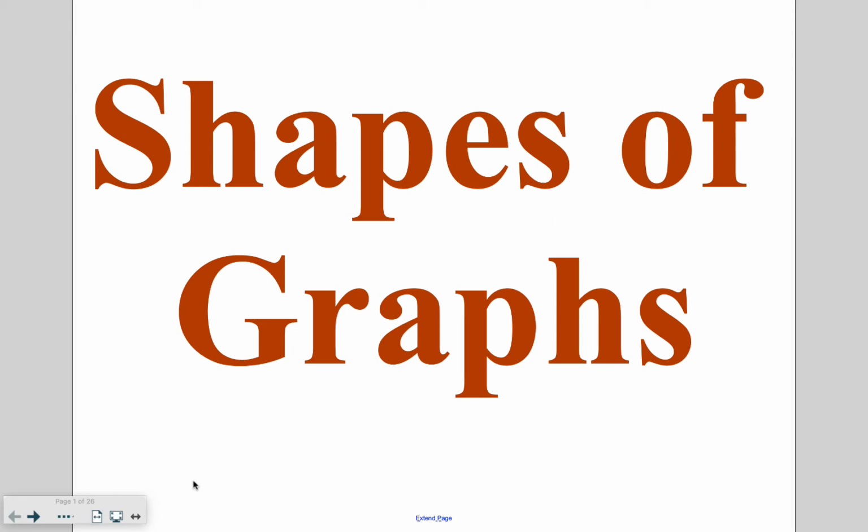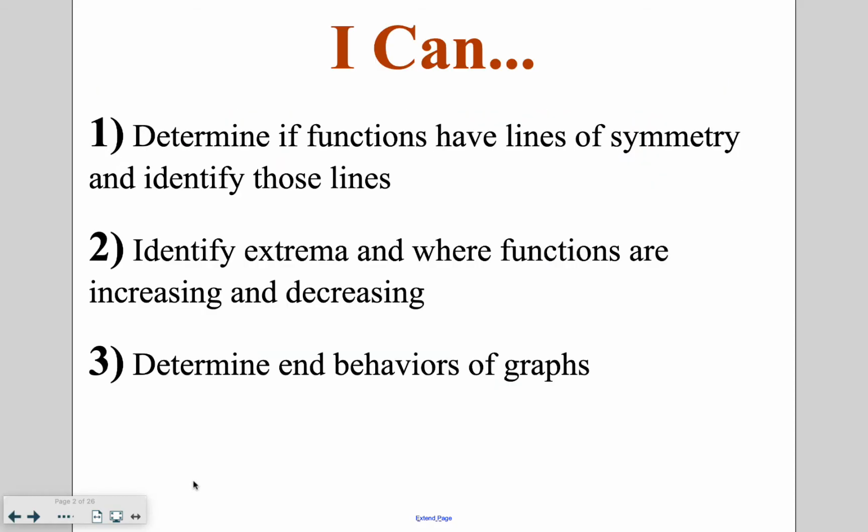Hello class, and welcome to today's algebra lesson, which is about the shapes of graphs. By the end of today's lesson, you will be able to determine if the graph of a function has a line of symmetry and where those lines are at, identify the extrema of functions and where those functions are increasing and decreasing, and then finally determine end behaviors of graphs.